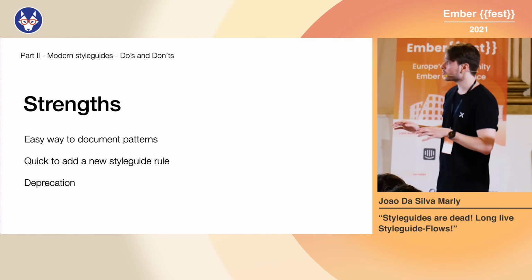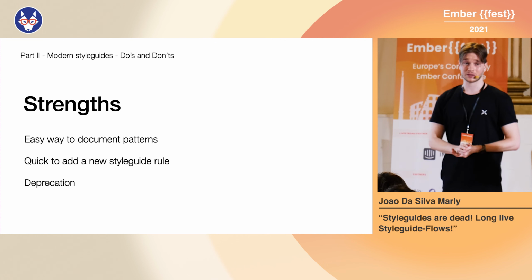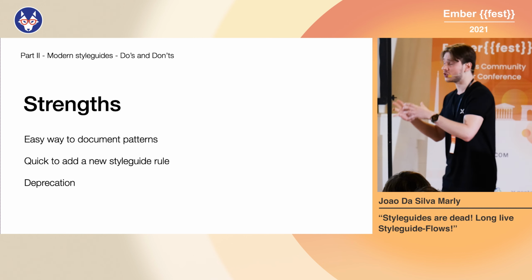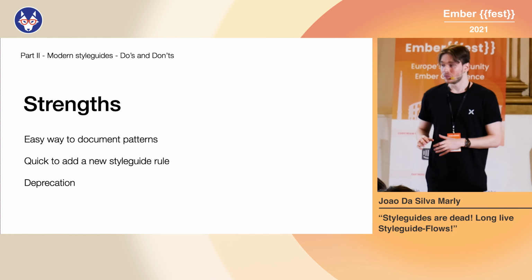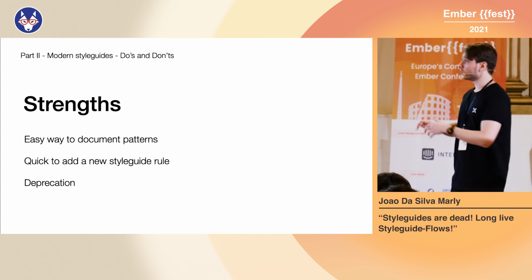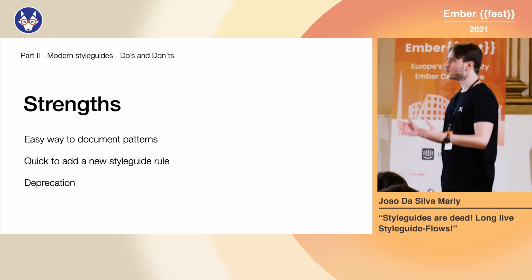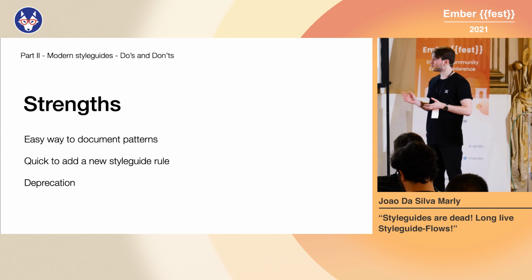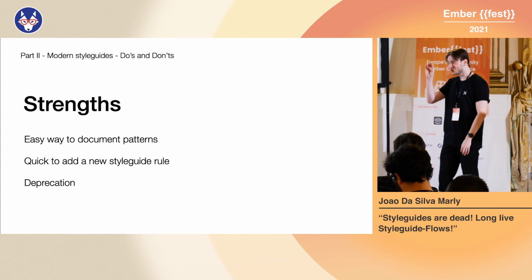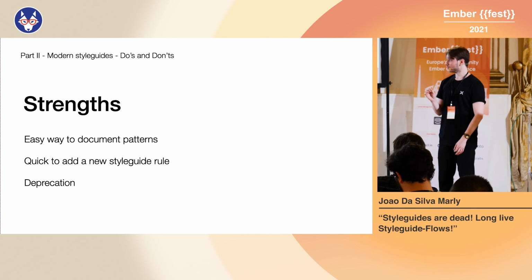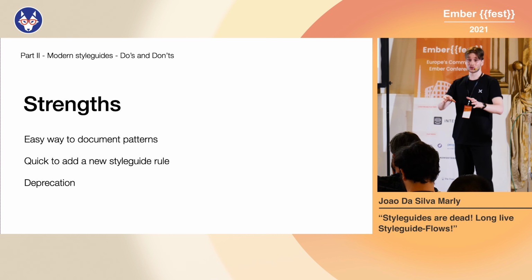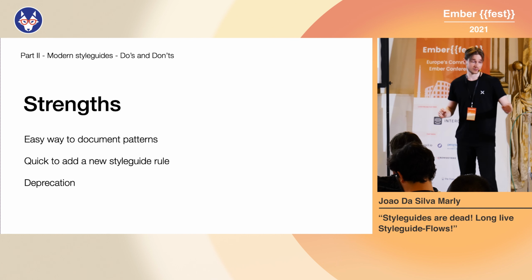To sum up, what are the strengths? It's an easy way to document patterns that are not yet an existing lint rule, or that are very specific to you. It makes you win time during your reviews, providing documentation, providing why we shouldn't use this pattern. We saw that it's quick to add a new one. It's pretty straightforward. And we can use it for component deprecation too. You just have to make explicit which component you shouldn't use and which component you should use instead.